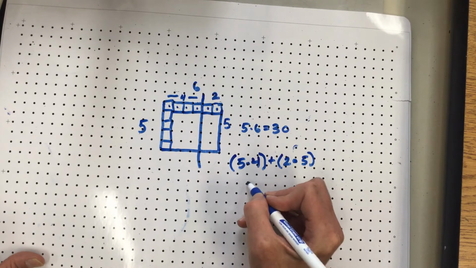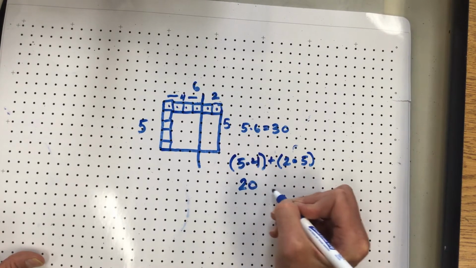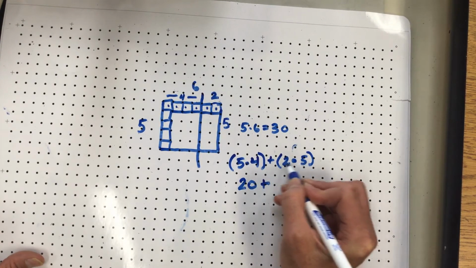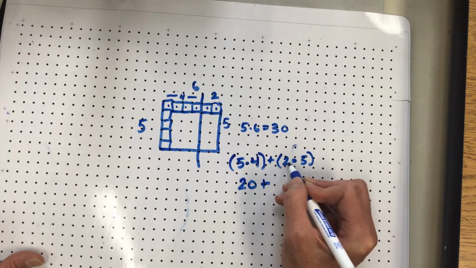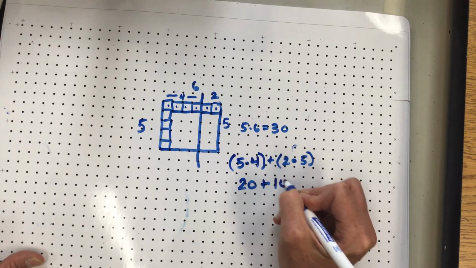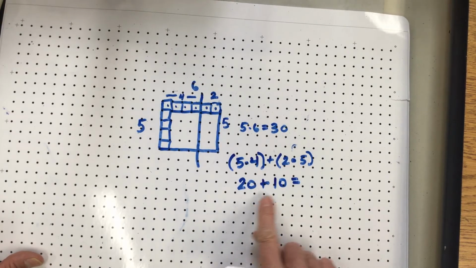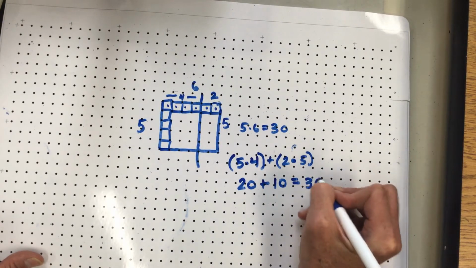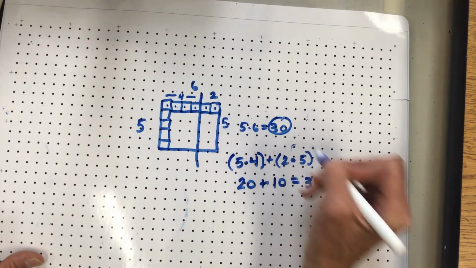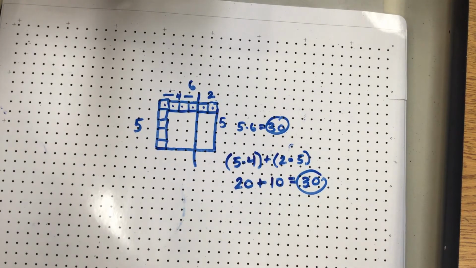Okay, so 5 times 4 is going to equal 20, and we're going to have to add it to this little rectangle, and that was a 2 by 5. 2 times 5 is 10. 20 plus 10 is going to be 30. Okay, so we got 30 here, and we got 30 here. Let's go ahead and chop up one more.